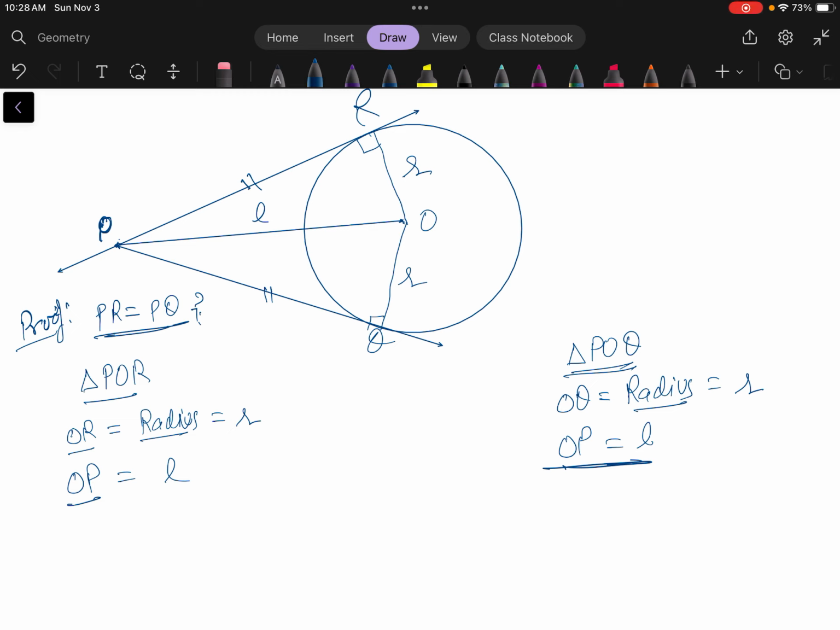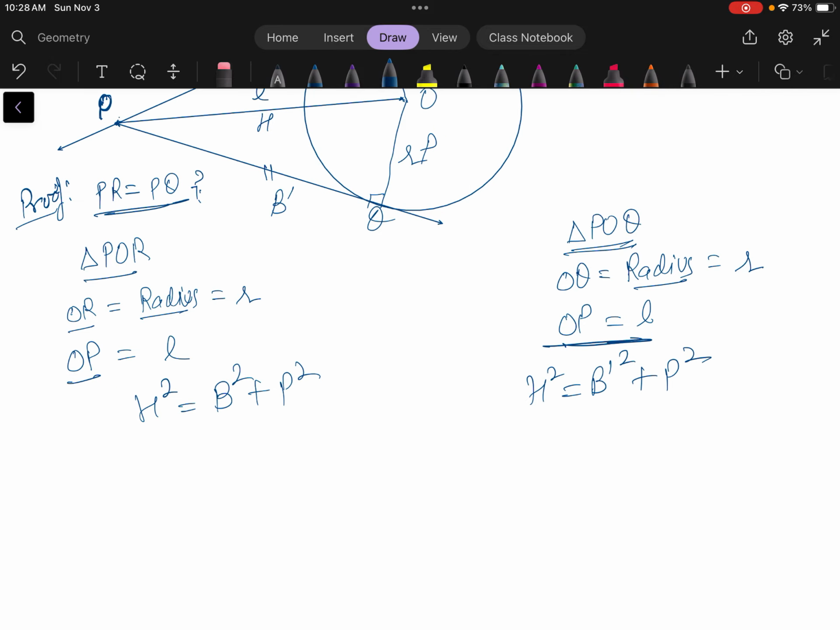So now what are we trying to say? This is a right angle triangle. In this right angle triangle, we'll say this is the base, this is our perpendicular, and this is our hypotenuse. So we will apply the formula for this triangle: H square is equal to B square plus P square. This is the formula. Here also we will do the same thing. So this is our perpendicular, this is B dash, the base, and this is the hypotenuse only. So we will write here H square is equal to B dash square plus P square. Okay, so till this point, any doubt?